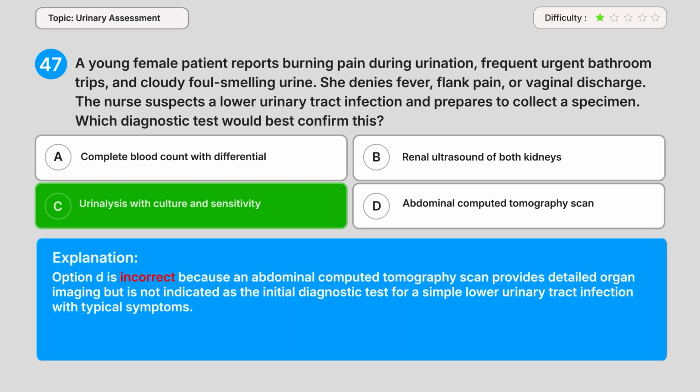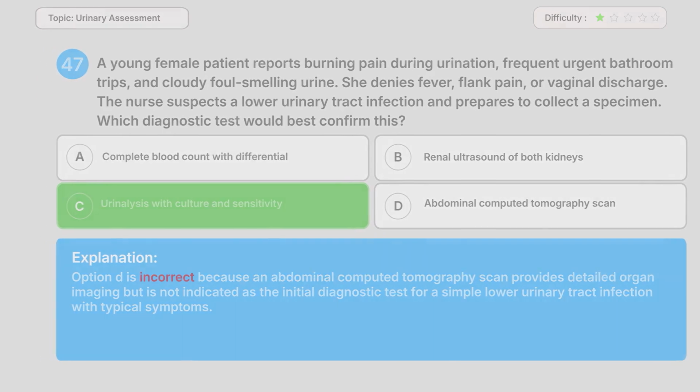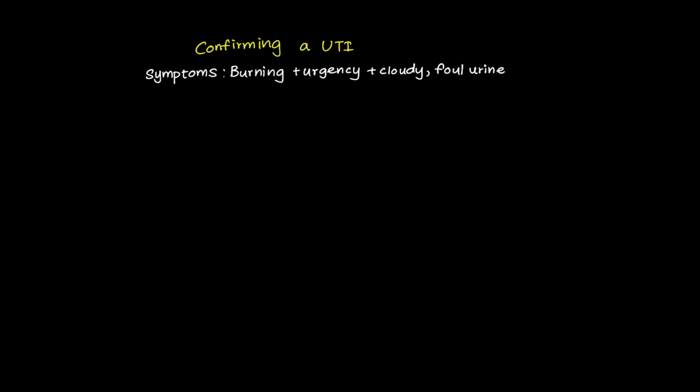Option D is incorrect because an abdominal computed tomography scan provides detailed organ imaging, but is not indicated as the initial diagnostic test for a simple lower urinary tract infection with typical symptoms. Young female with burning during urination, frequent urgent trips, and cloudy, foul-smelling urine. No fever, no flank pain, no vaginal discharge. The nurse suspects a lower UTI. Which test confirms it? Urinalysis with culture and sensitivity.